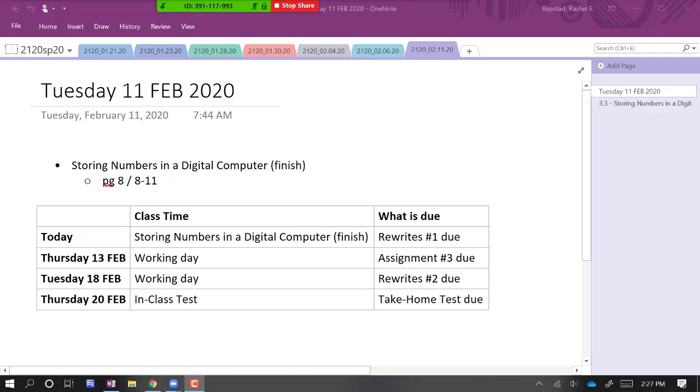And so that's going to change one thing: your rewrites for assignment 2. See how sure I was that I was going to have assignment 2 ready to hand back today, that I even put the rewrite date in under my notes. I got a little too sure of myself there. So I'm going to change this to Thursday the 20th.